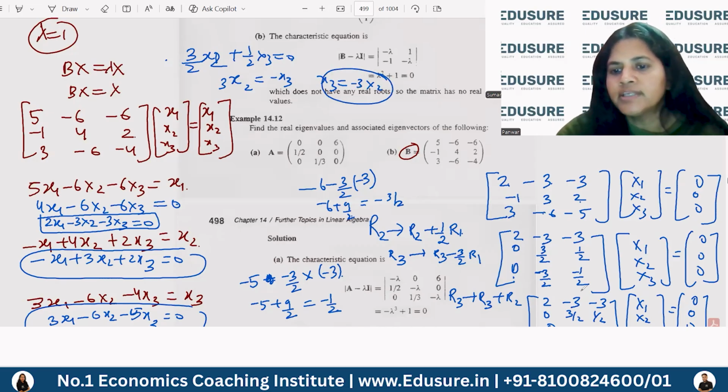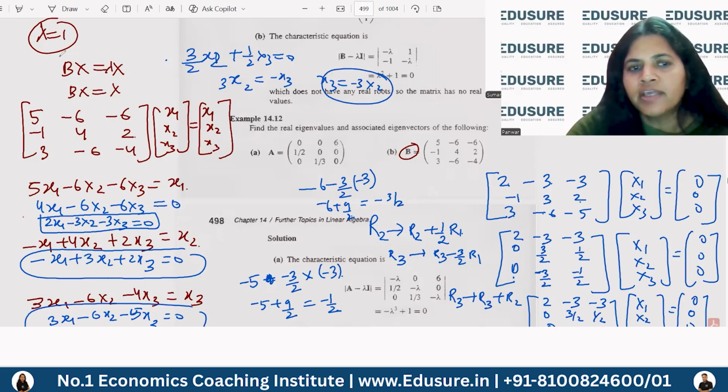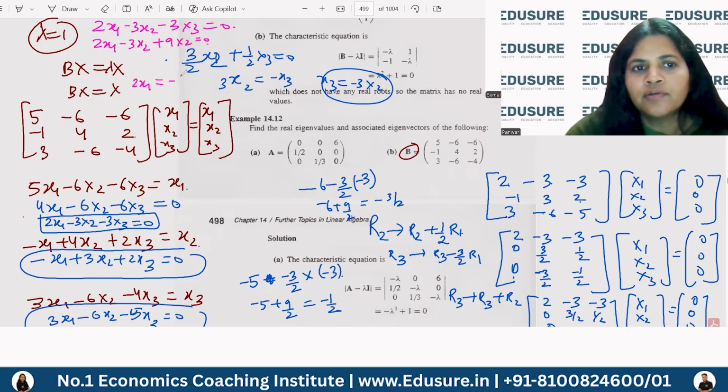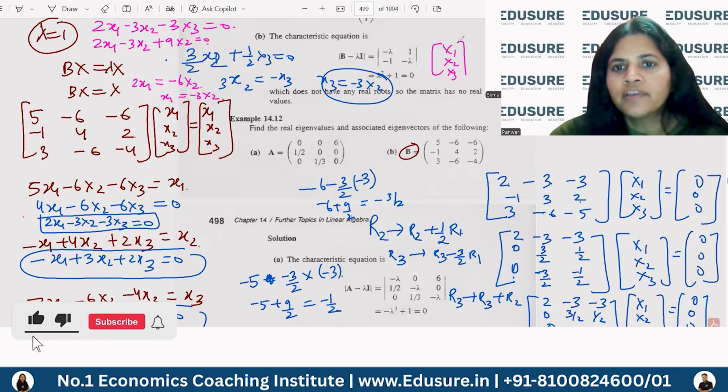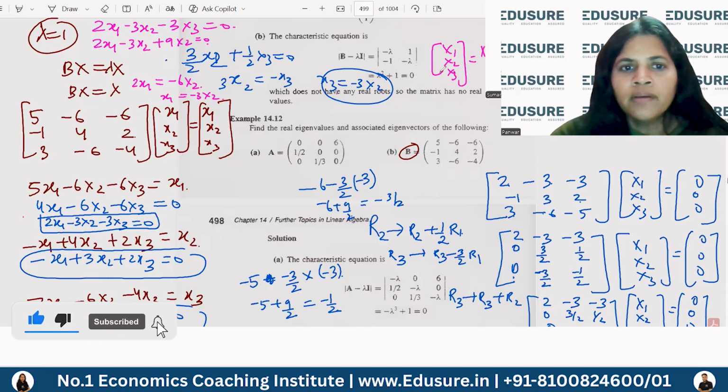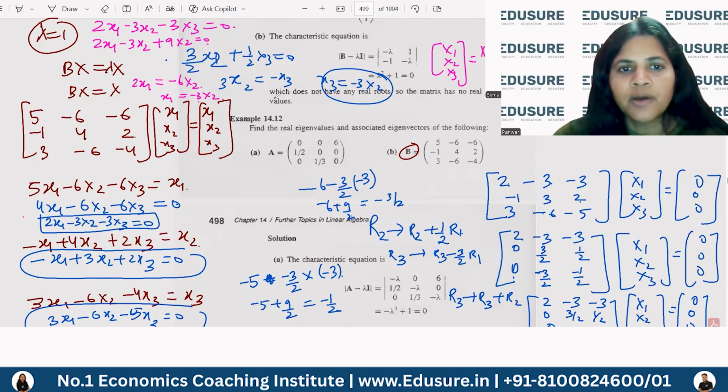Now you can put this in the first equation. The first equation is 2x1 minus 3x2 minus 3x3 is equal to 0. So x3 is minus 3x2. So 2x1 minus 3x2 plus 9x2 is equal to 0. So 2x1 is equal to minus 6x2. And so x1 is also minus 3x2. So your vector x1, x2, x3 is now coming out as, you can take x2 common: x1 is minus 3x2, so minus 3, x2 is just 1, and x3 is minus 3x2. So this is my eigenvector.